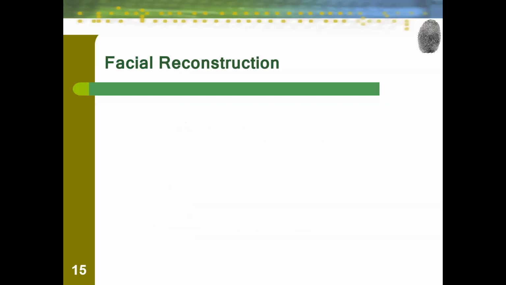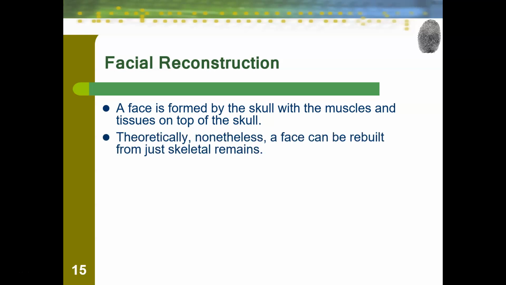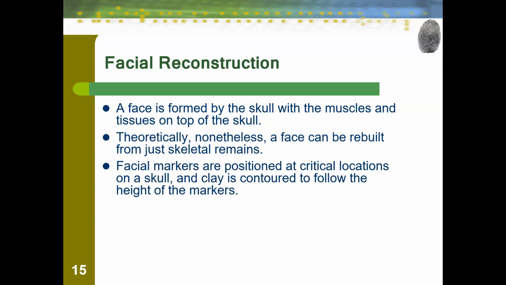Now, something that can be done if we do have a skull or skeletal remains and we're trying to figure out who they are is a facial reconstruction. So your face is formed by the skull and the muscles and tissues on top of the skull. This is why your face is unique to you and only you, because your skull is actually unique to you and only you. So a face can be rebuilt from just skeletal remains.